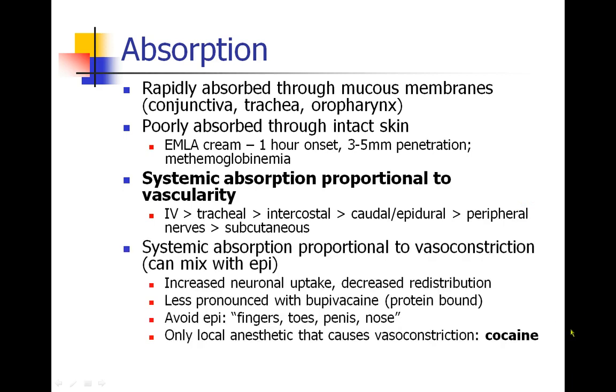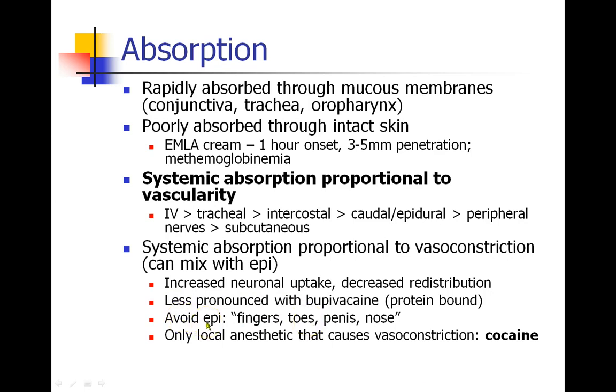We can decrease the risk of local anesthetic being absorbed into the bloodstream by causing vasoconstriction of the blood vessels in the area. And we do this by adding epinephrine to our local anesthetic solution. When we add epinephrine, the blood vessels are vasoconstricted, systemic absorption is slower, and this gives more time for the local anesthetic to be taken up into the neuron. Redistribution away from the neuron into the bloodstream is slower, and this makes your local anesthetic have a longer duration of action. This effect is not quite as pronounced with bupivacaine, although we certainly do still add epinephrine to bupivacaine.